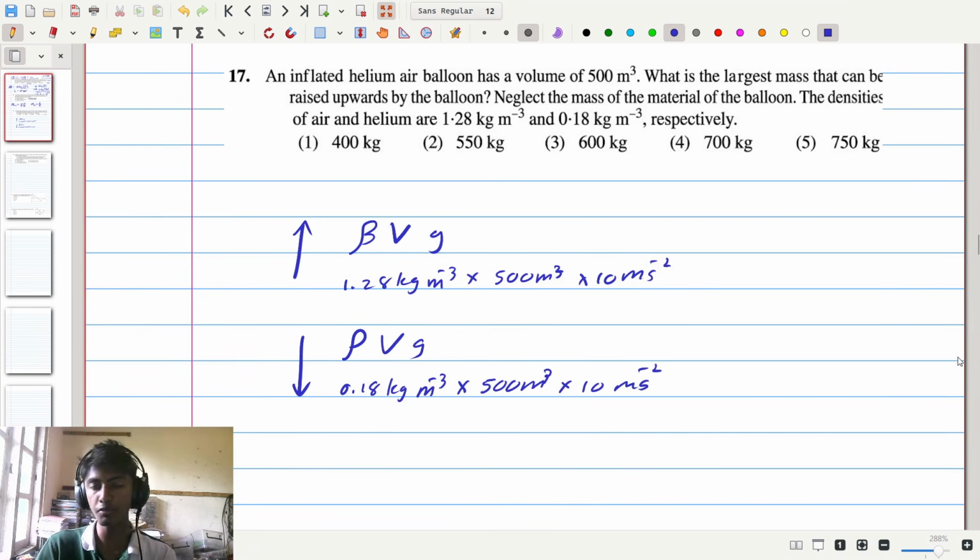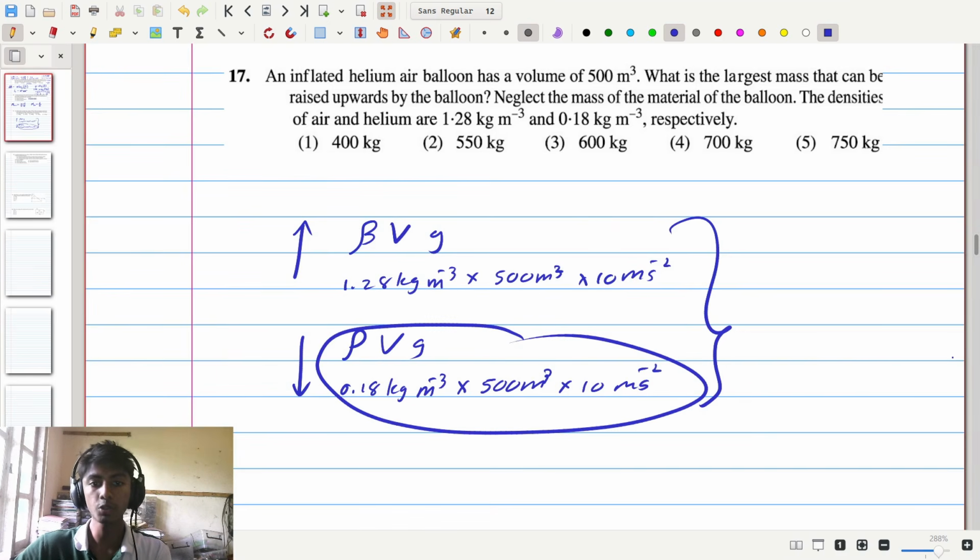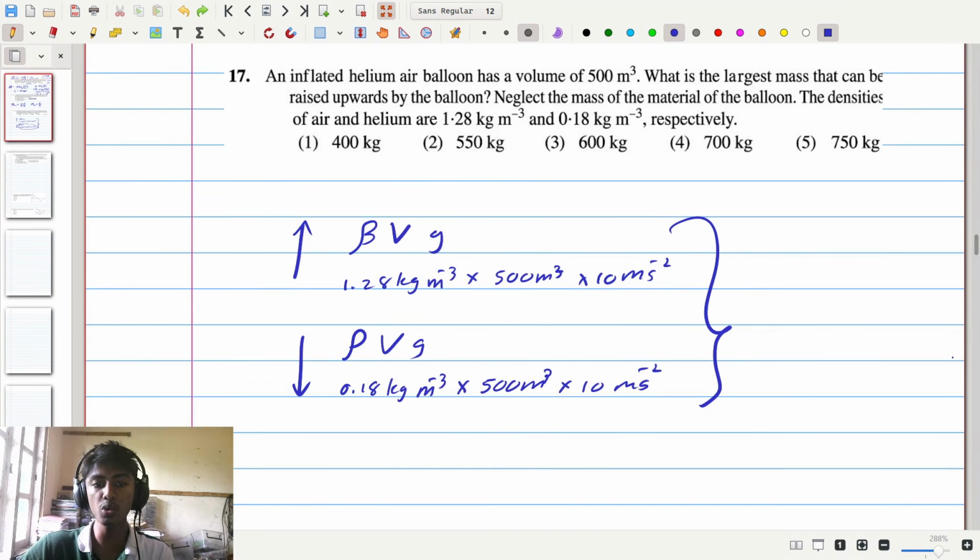Now, out of these two, if we consider total force, the total upward force is going to be equal to the upward force due to buoyancy minus the downward force due to gravity, which is going to be equal to 1.28 minus 0.18 times all of this, which is equal to 1.1 kilogram per cubic meter times 500 cubic meters times 10 meter per second squared.